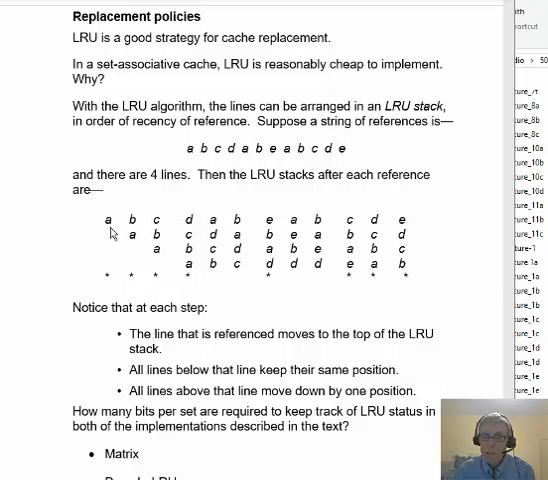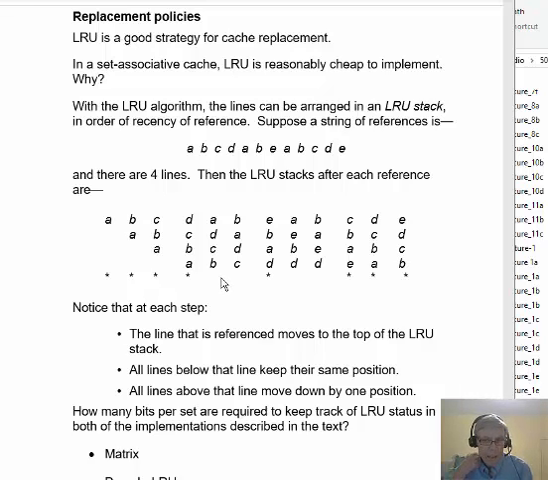What I want you to notice is that we reference line A. At that point, line A is the most recently used. We then reference line B, and line A is now the second most recently used. When we reference line C, then B and A are less recently used. And when we reference line D, then A drops to the bottom place in the set.